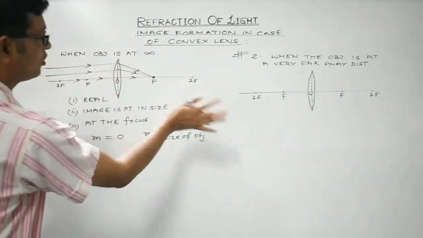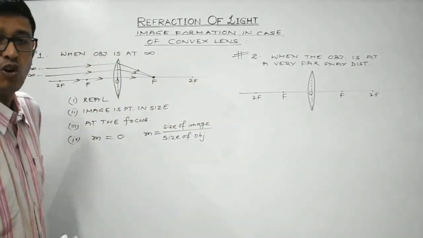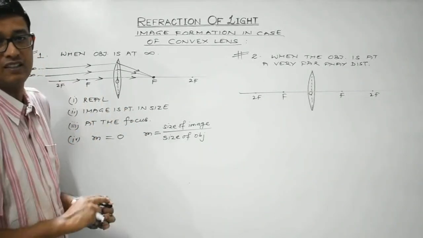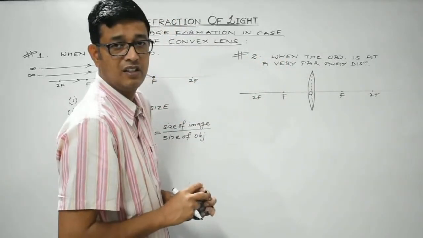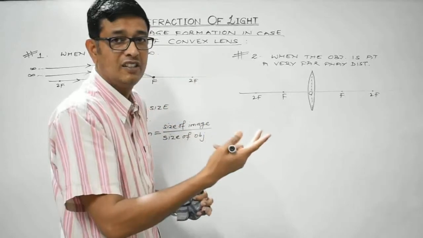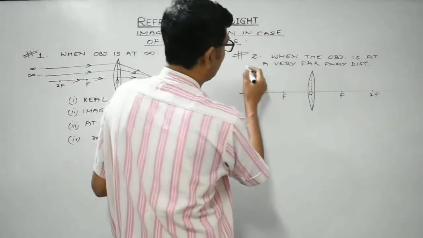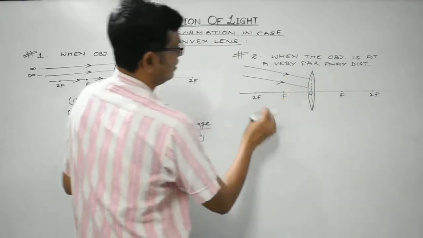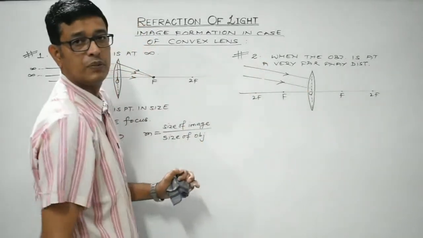Now, basic difference between these two. It is the case when the object is at infinity. So all the rays are parallel to each other as well as they are parallel to the principal axis. In this case, the object is at a very far distance. So therefore, rays coming from the object will be parallel to each other, but not necessarily parallel to the principal axis. So what I mean to say is that in this case, the diagram would be somewhat like this. These are the rays which are parallel to each other, but not parallel to the principal axis.